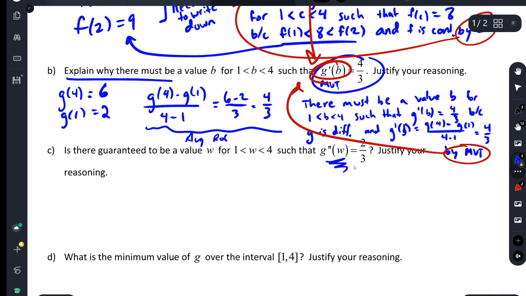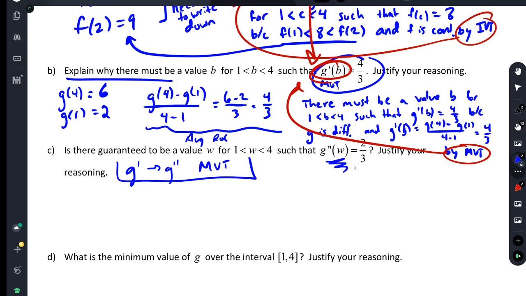So the only option here, to go from g' to g'', that's a derivative. The only option is either Rolle's or MVT. And because it's a number, it's 2/3, then we're focused in on MVT. So that's just a side note. So same thing that we did in B, I want to figure out, hey, what's g'(4) and what's g'(1)?